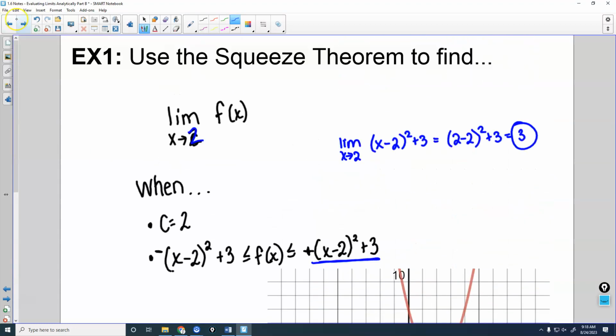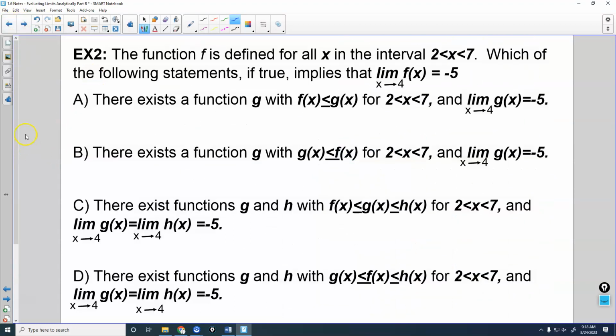Okay. So here is an example of a type of question that you might see. They give you the function f is defined for all x in the interval from 2 to 7. Which of the following statements, if true, implies that the limit as x approaches 4 of f of x equals negative 5? I don't know what f is, but I need something that's going to give me information that the limit is going to equal negative 5.